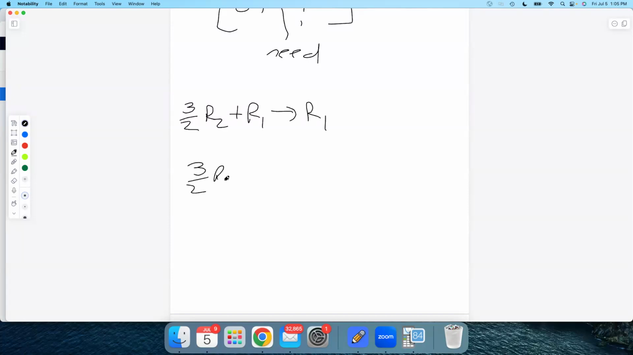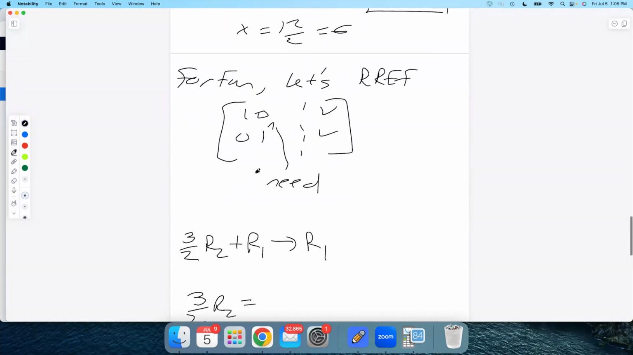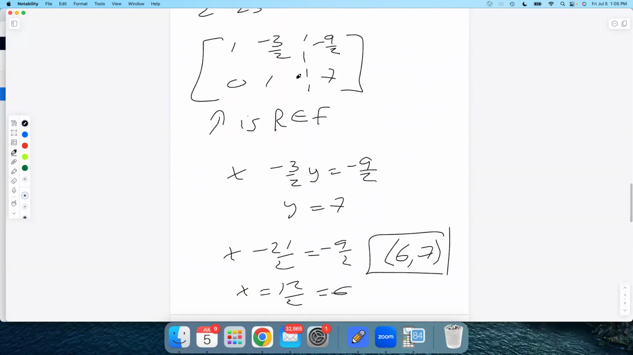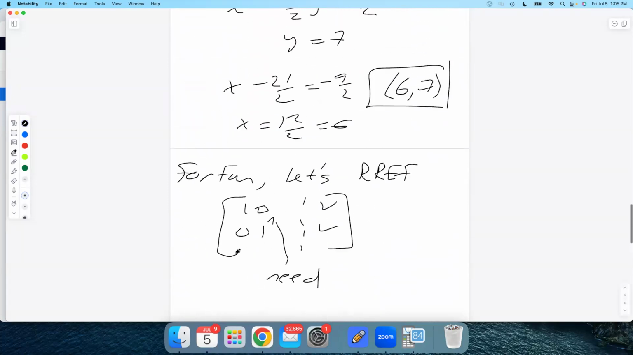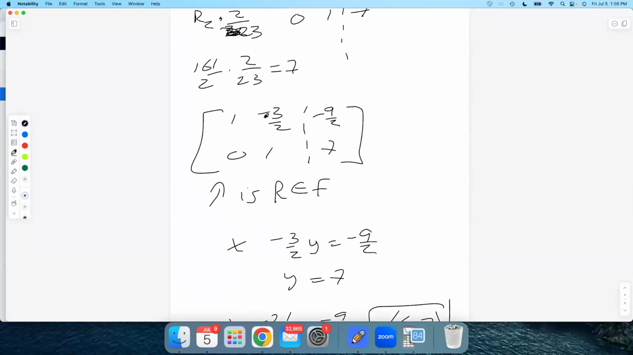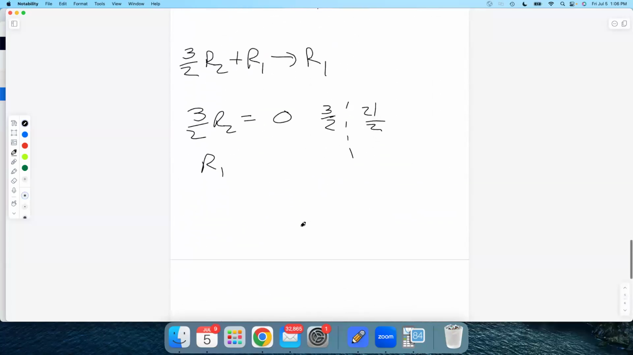So 3/2 times row 2 will be just multiplying everybody by 3/2. You get 0, 3/2, 21/2. The old row 1, 1, negative 3/2, negative 9/2.